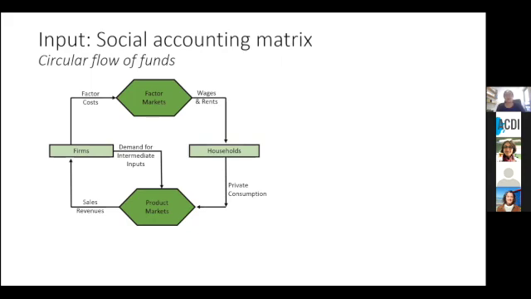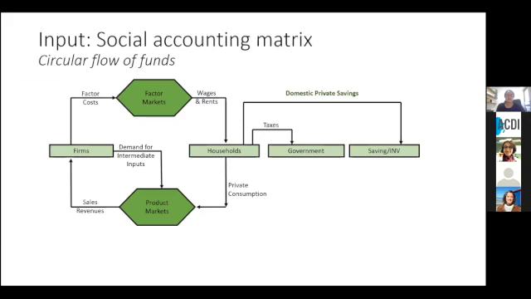So returns to factors such as wages and capital returns are therefore sources of income to households. This income is spent on the consumption of goods and services supplied by product markets. In addition to consumption, households also pay taxes to government and save a portion of their incomes. And while it's not shown here in this illustrative diagram, households also transfer funds to the rest of the world.